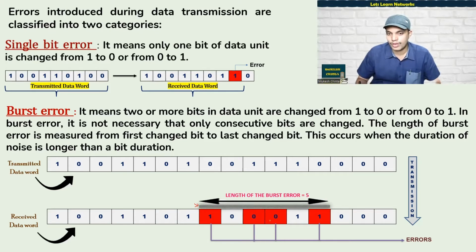So 1, 2, 3, 4, 5, 6. Actually, this is 6. So let me change it to 6. Okay, my mistake. So the length of the burst error is 6. You can see the length of the burst error is measured from the first changed bit to the last changed bit. So this occurs when the duration of the noise is longer than a bit duration. This is called a burst error. So we have to deal with both single bit errors and also burst errors.